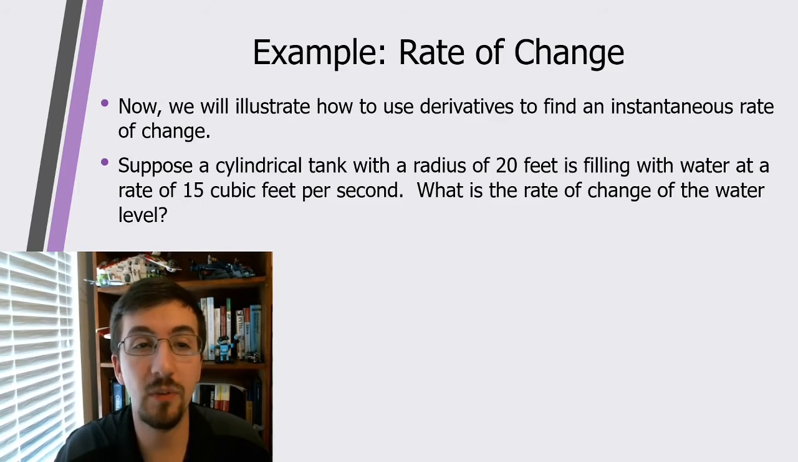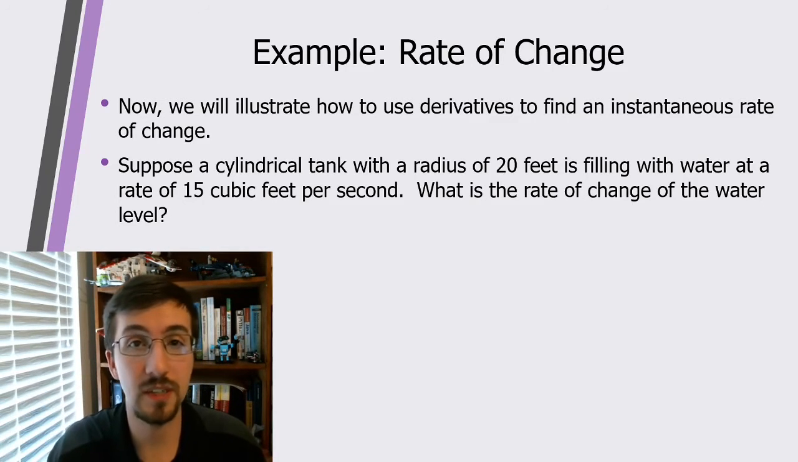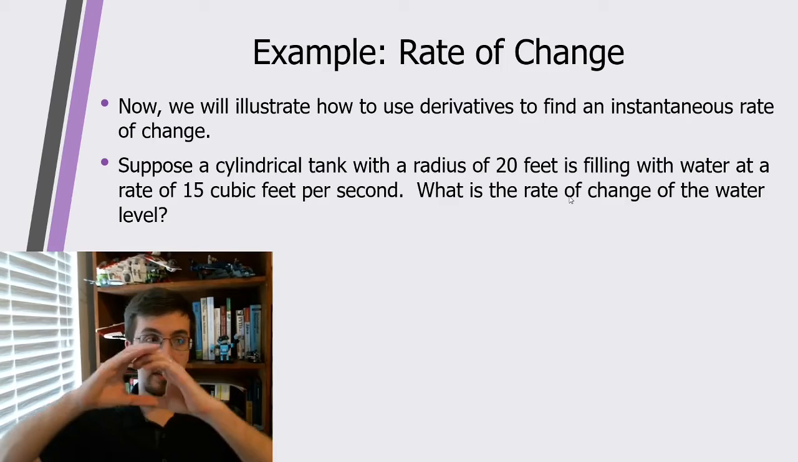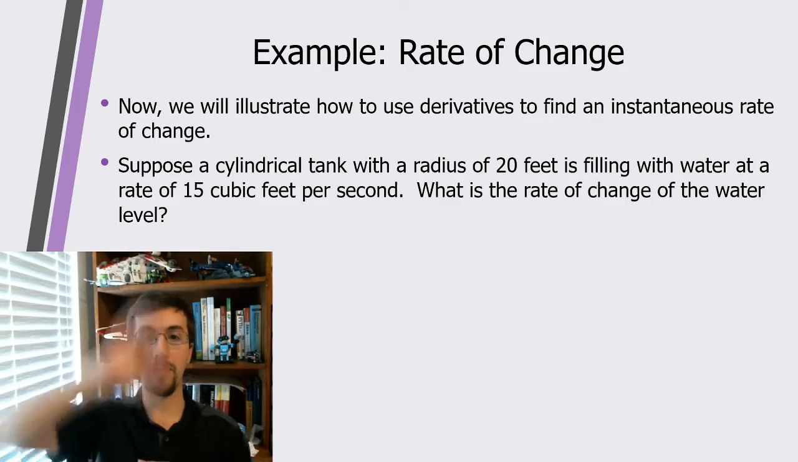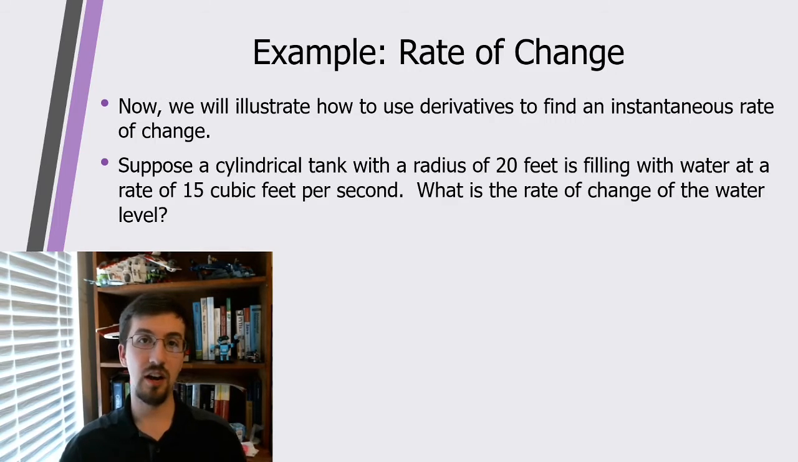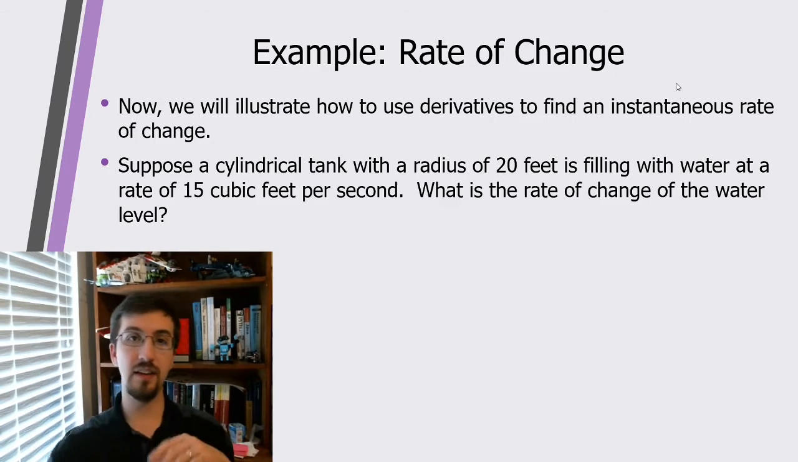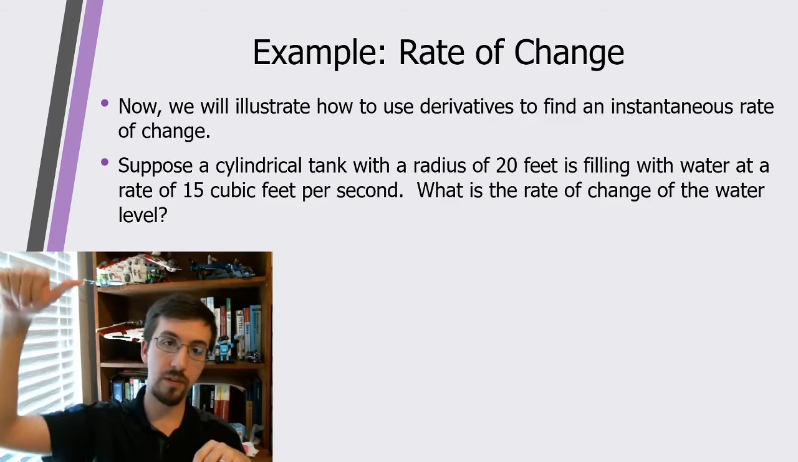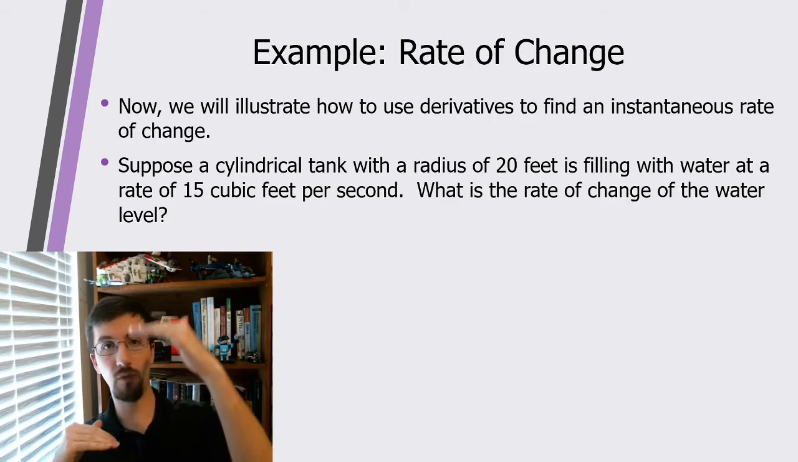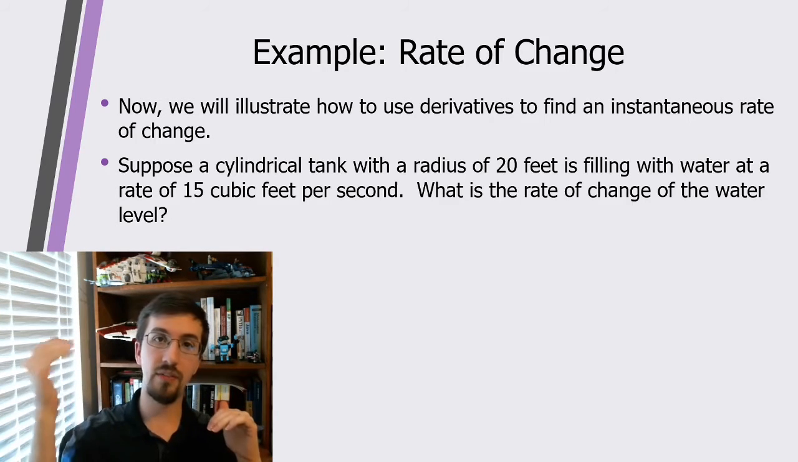Now we're going to talk about another way, and this is using derivatives to find an instantaneous rate of change. So suppose we have a cylindrical tank, so it's like a circle on the bottom, and it just goes up and up, right? We don't know how tall it is, it doesn't matter. This tank has a radius of 20 feet, and it's filling with water at a rate of 15 cubic feet per second. What is the rate of change of the water level? So basically, we've got a hose coming into our pool, and we want to know how quickly the water level is rising based on the amount that the hose is putting in.